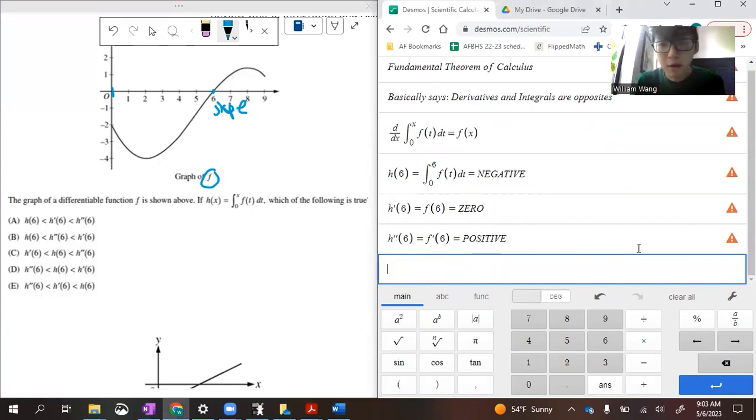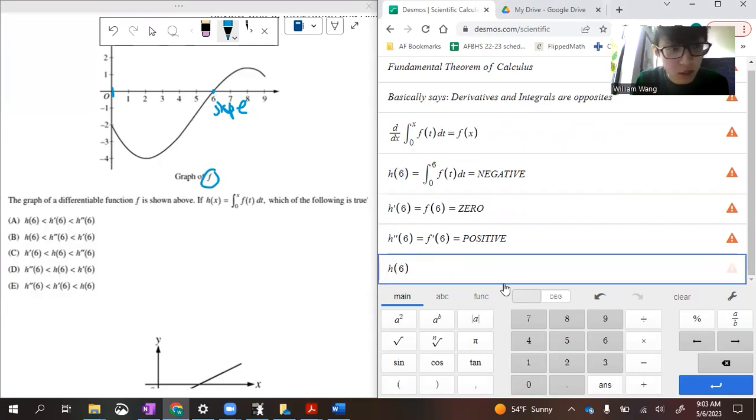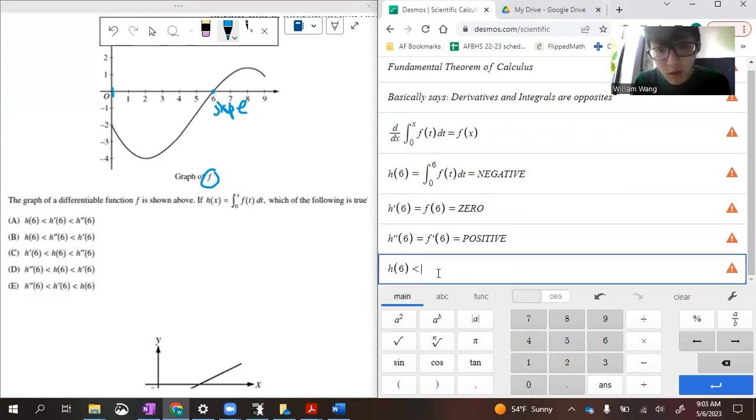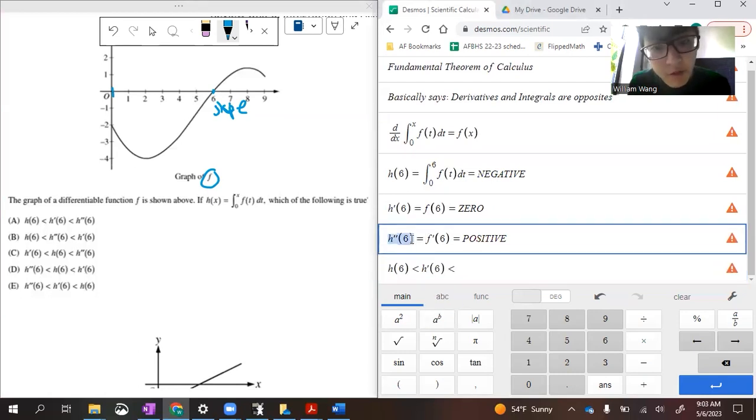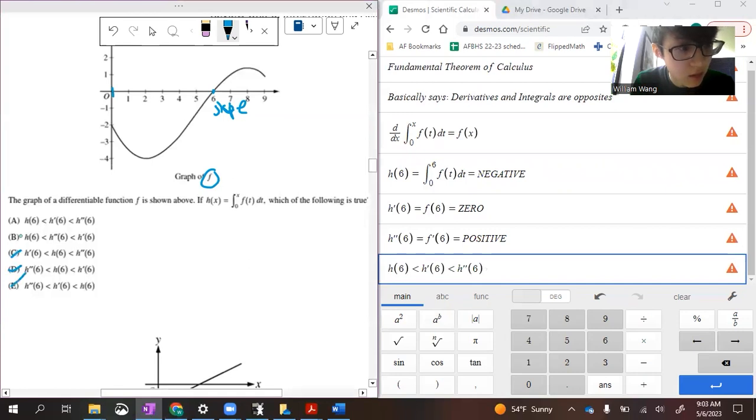So the proper way to order this is first, the integral should be the smallest. Then the second smallest, which is 0, is h prime of 6. And the largest is when I take the second derivative, because that gives me the first derivative of f, and the first derivative of f happens to be positive because of the positive slope. So it's h of 6, then h prime of 6, and h double prime of 6. Which of these do I see here? Not this one, not this one. Should be answer choice A.